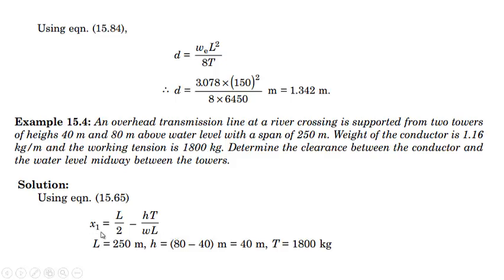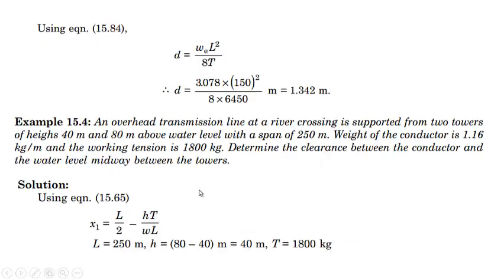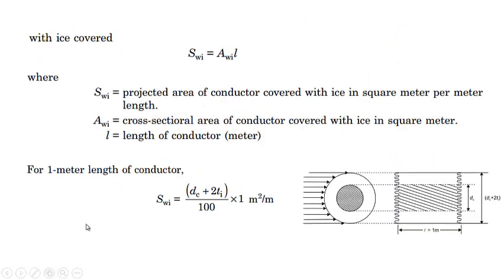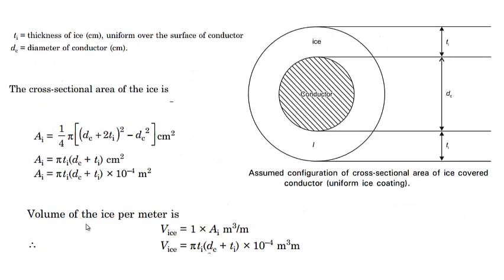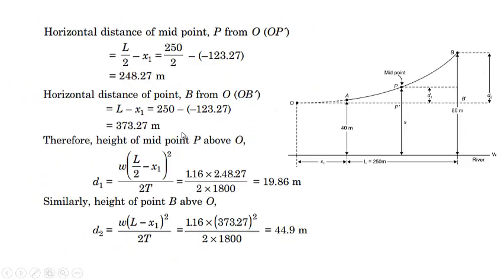So we know that this x1, we're assuming, just a minute, I just go back for this x1. We need to first calculate x1 and see whether this x1 is positive, negative, or 0 to find out the location of this point O. So x1 is equal to L by 2 minus ht by WL.